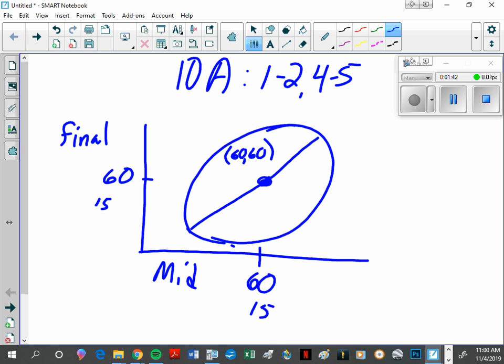So somebody who scored 1 SD higher on the midterm and 1 SD higher on the final would land on that line. Somebody who was a third of an SD below average on the midterm and a third of an SD below average on the final would also land on that line. Okay, so the slope of that line is simply the SD of the y's divided by the SD of the x's, rise over run. In this case, because the x and the y have the same SDs, the slope of the SD line is 1.